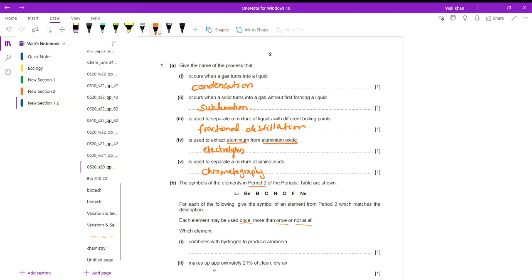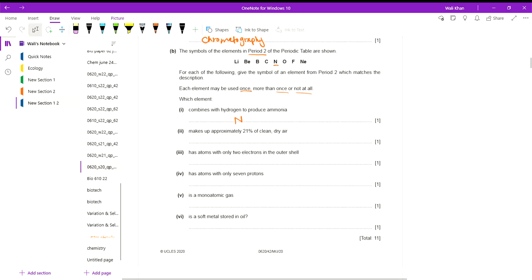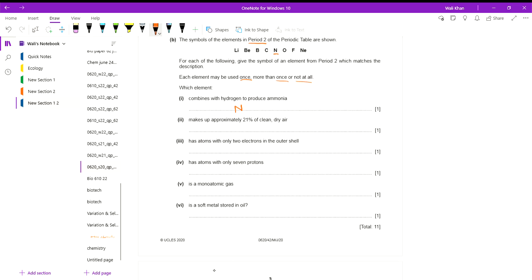Which element combines with hydrogen to produce ammonia? Nitrogen. Makes up approximately 21% of clean dry air. Has atoms with only 2 electrons in the outer shell.